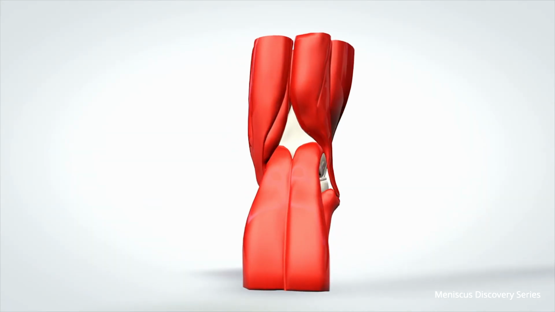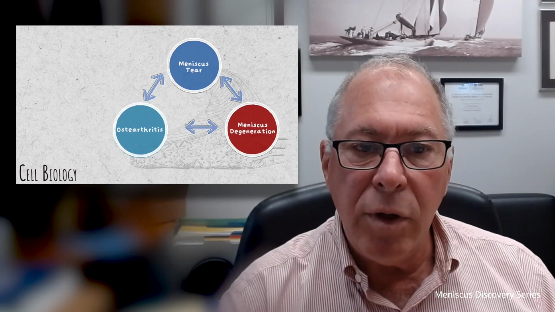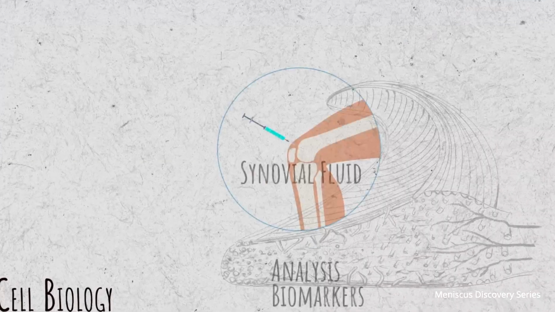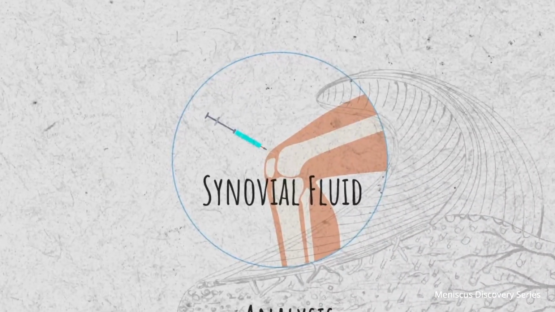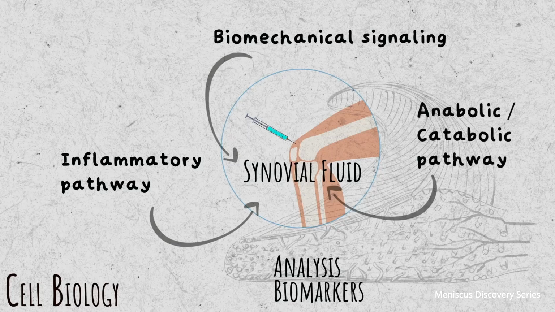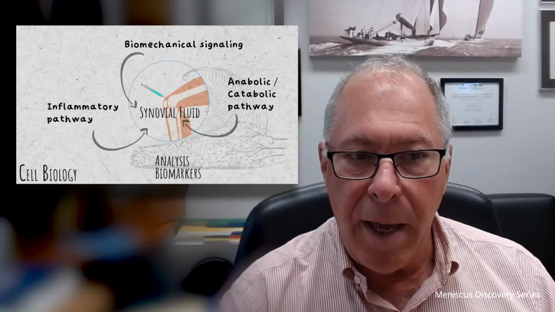Meniscus health is highly correlated with the overall health of a joint, and it has been well established that knee OA and meniscus injury are often seen progressing in tandem. Synovial fluid can provide a window into the health of a joint by analysis of biomarkers. Several molecules in the meniscus can be used as biomarkers of meniscus health and disease. These include biomechanical signaling, inflammatory pathways, and anabolic-catabolic pathways.